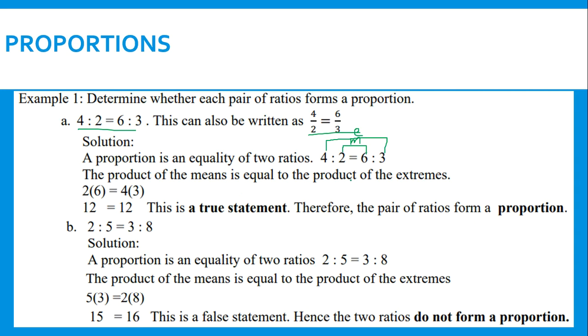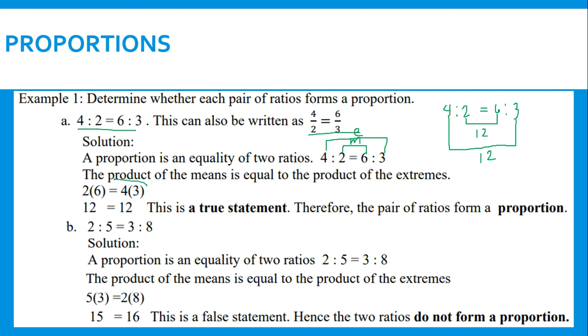Okay? Sige. Let's start with 4 is to 2, then equals 6 is to 3. So this is the mean. You're going to multiply that one. 2 times 6 is 12. And then kani 4 og 3. So you multiply nimo. 4 times 3 is also 12.